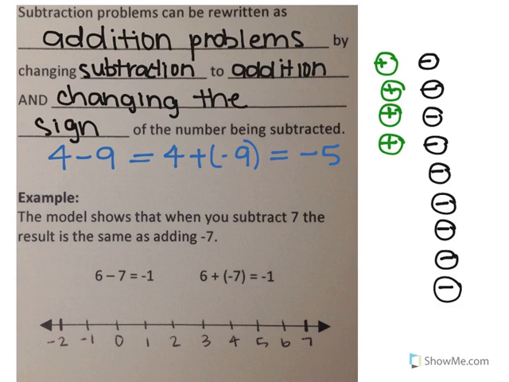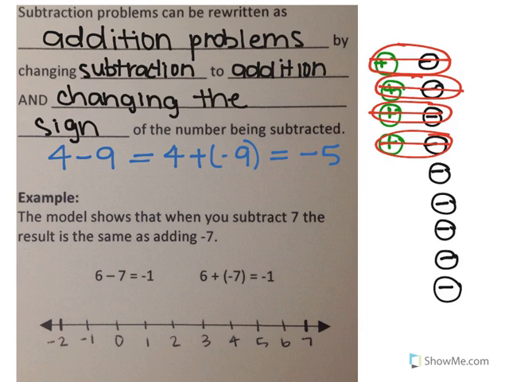I've drawn a diagram to the right to help you remember how this works. Remember, these are called zero pairs. 1 positive plus 1 negative equals 0, so they cancel each other out. And I do this as many times as I can. Now that I've canceled out all the zero pairs possible, I am left with 5 negatives, or negative 5.